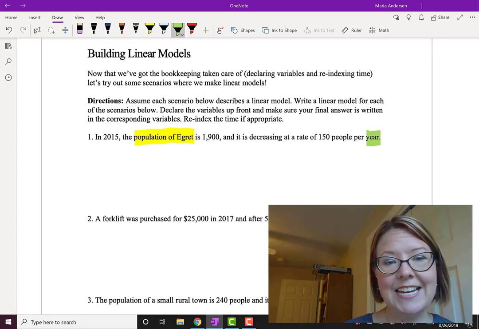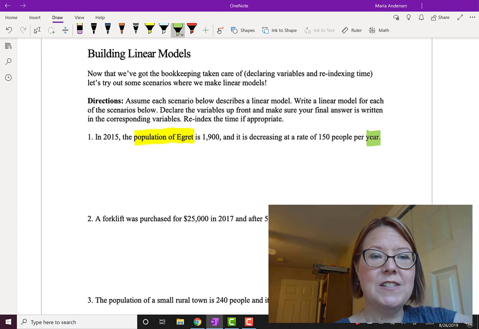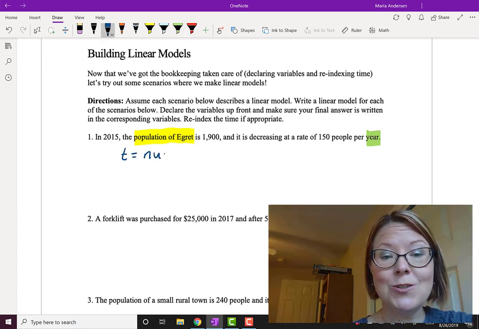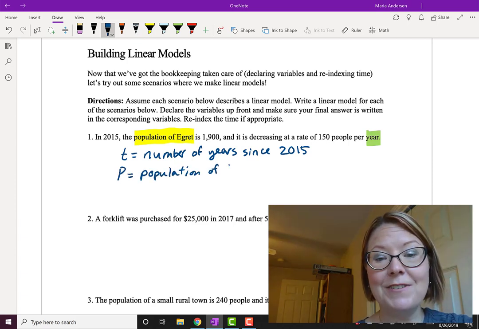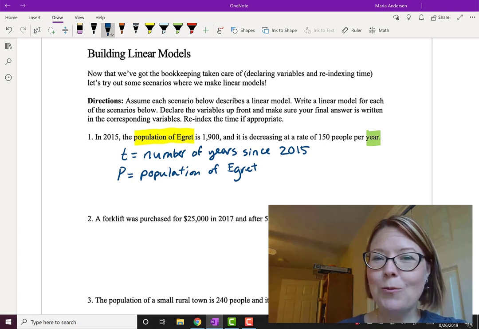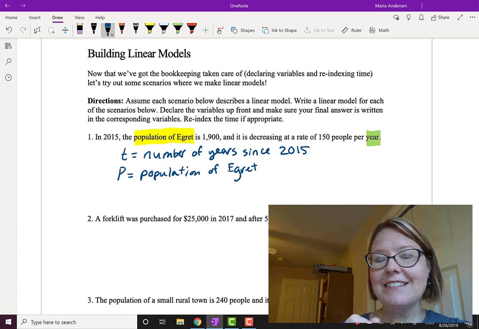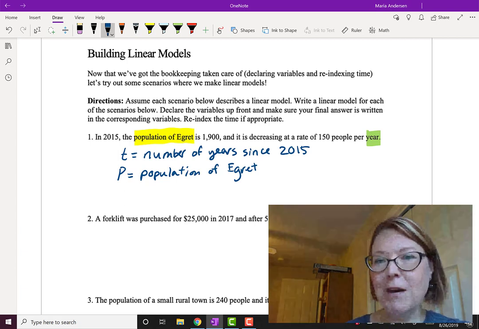Now, we don't like to use time written in the whole years. We usually index them from the beginning of the problem. In this case, that would be 2015. So let's let t equal the number of years since 2015, and let's let p, usually use capital P, be the population of egret. In case you're wondering, we usually let capital P be population or profit, and lowercase p stand for the price if you're in a business problem.